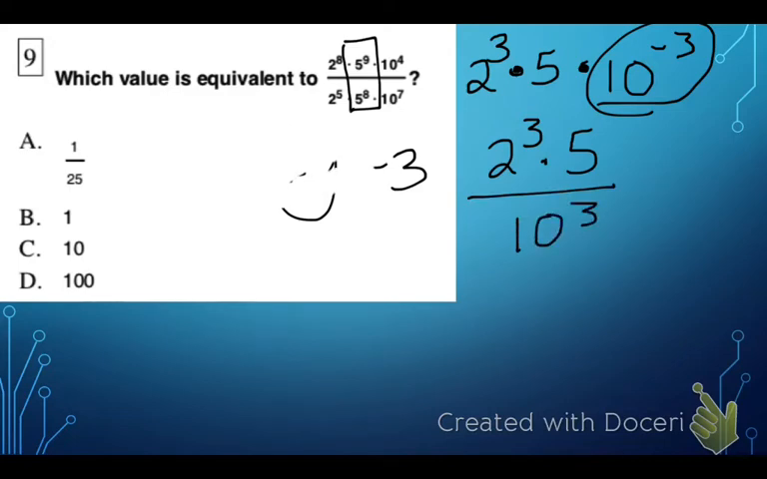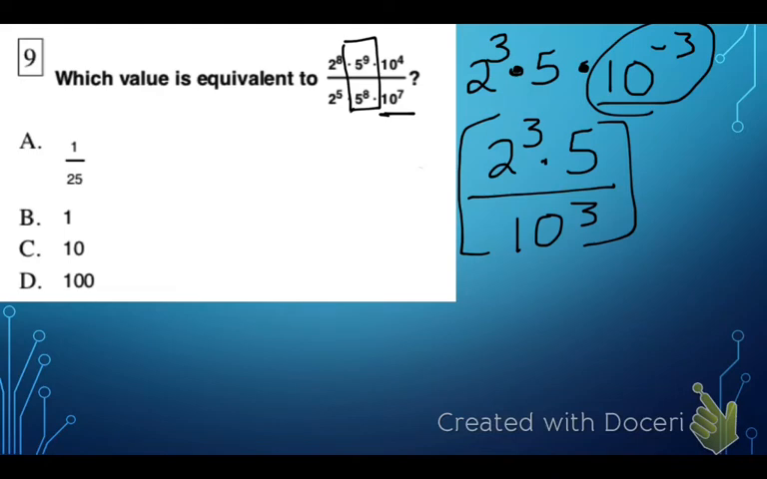Another way you could have thought about this is if you're looking at the tens here, 10 to the 7th is bigger than 10 to the 4, and therefore it's going to end up on the bottom where 10 to the 7th is, and 7 minus 4 is 3. So none of this looks like any of my answers yet. So I have to simplify.